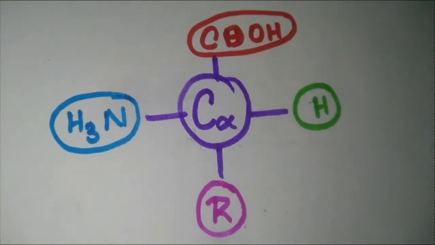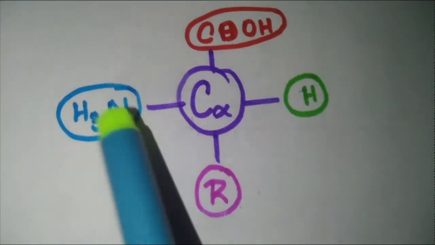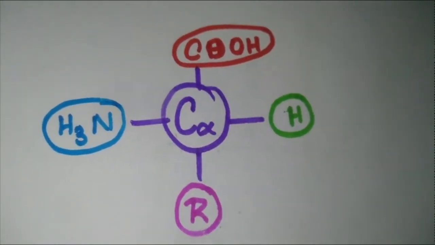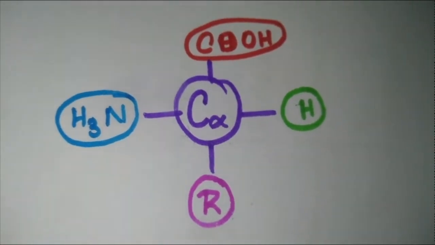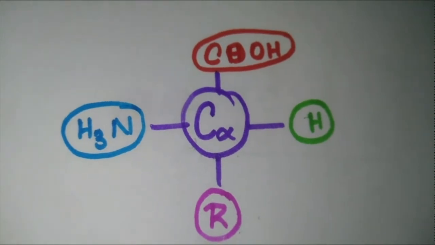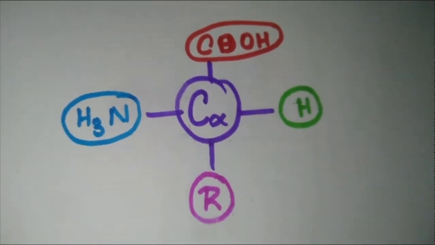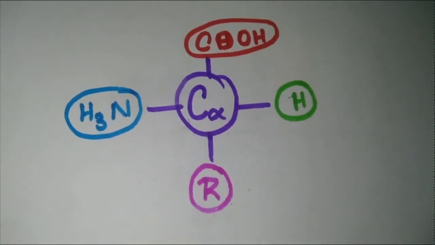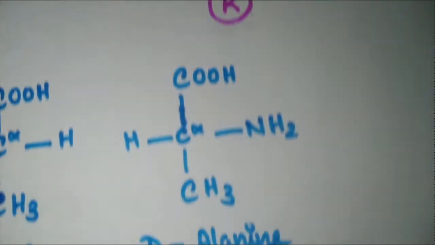Now since we have a chiral center with 4 different groups, except in the case of glycine, we can say that most amino acids are optically active, which means that there will be 2 stereoisomeric forms, the D and the L form. Now let us take the simple example of alanine here.